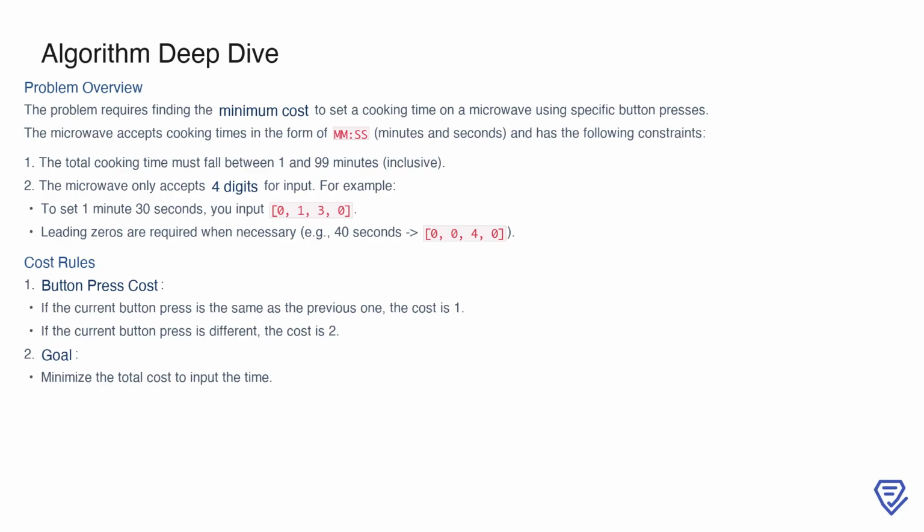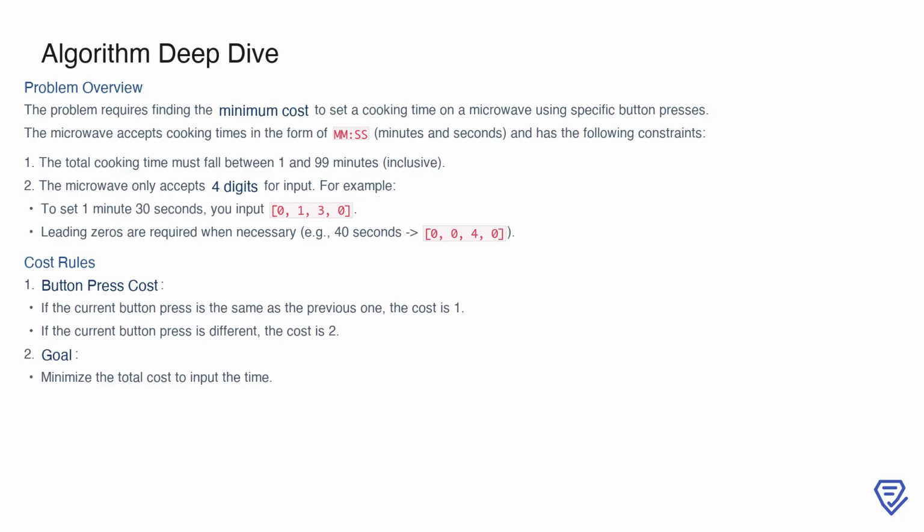This leads us to the cost rules. Pressing a button has a cost. If the current button press is the same as the previous one, it costs 1, but if the button pressed is different, the cost is 2. The goal is to minimize the total cost of these button presses while adhering to the constraints.